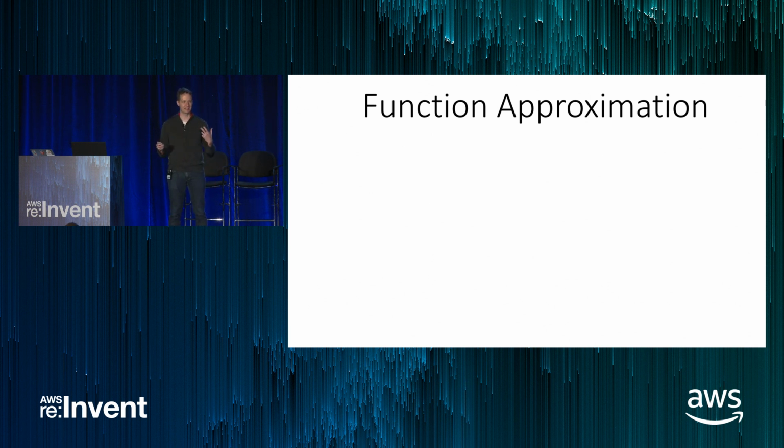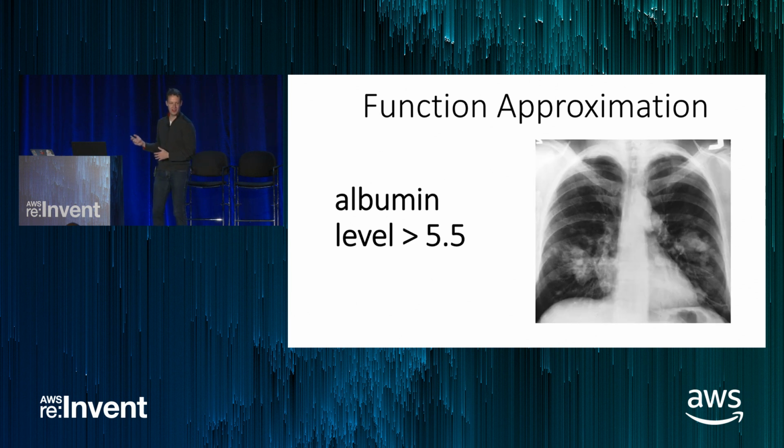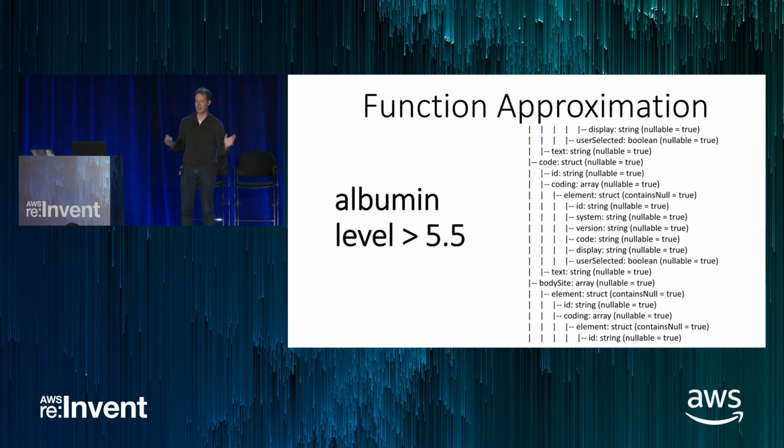And there are certain functions that I know how to write, so I can easily write albumin level greater than some range. I don't need machine learning for that. I can write that function. I don't know how to write the function to say, hey, is there something abnormal in this image? Or it doesn't have to be images. Is there something in this data that predicts some outcome that we wouldn't expect?